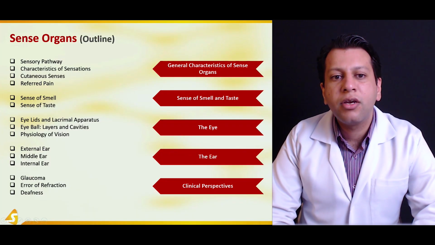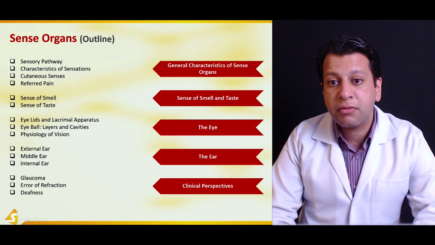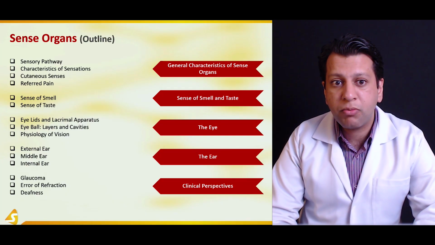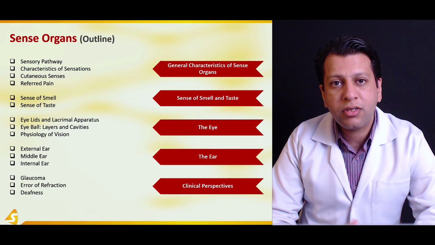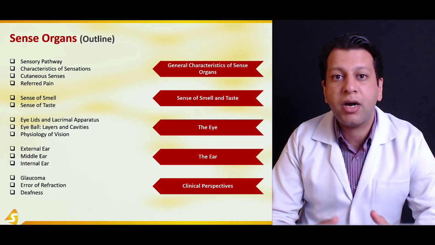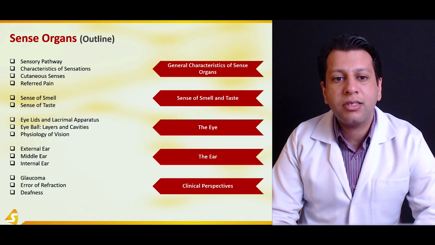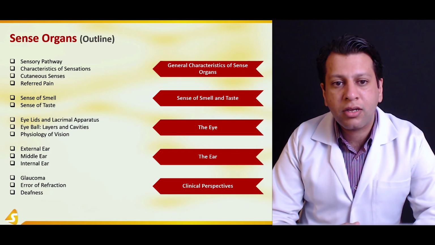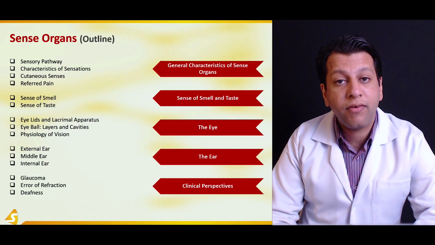In this lecture, we have 5 sections. Section 1 includes the sensory pathway. We're going to be discussing how the sensory pathways are formed, what the types are, and what the different parts of the sensory pathway are. Then in the second part, we'll be going through the characteristics of sensation, what their projection is, what their other characteristics are, what the cutaneous sensors are, and what referred pain is.